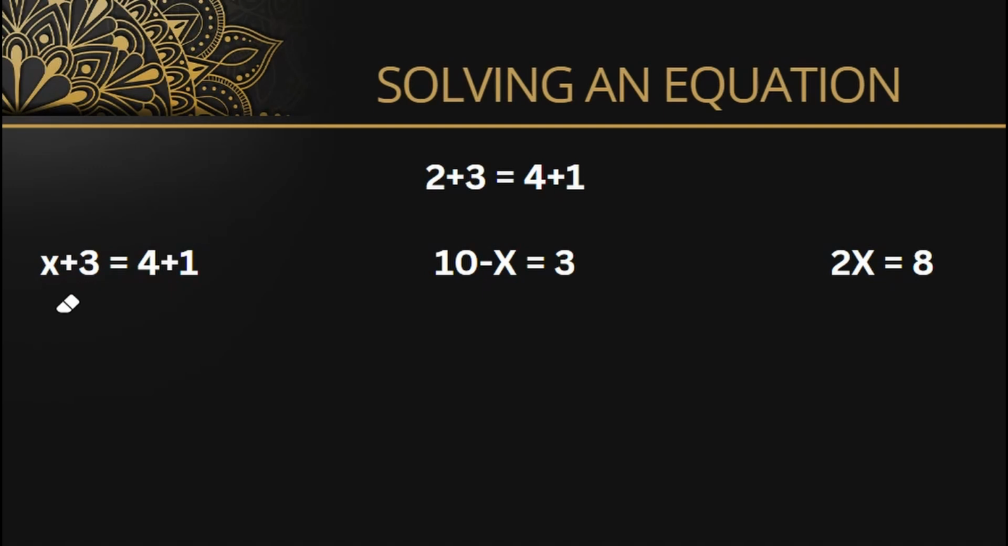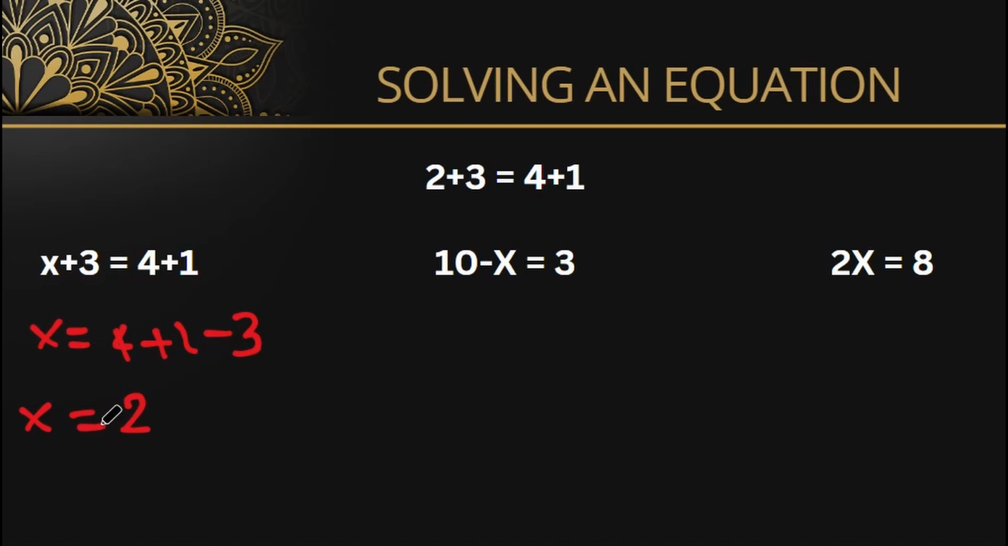So to find the value of x, first we have to have the alphabet at one side and the numbers at the other side. So let's write it as x is equal to 4 plus 1 minus 3. Here we have minus 3 because plus 3 will become minus when it moves from left to right or right to left. So the value of x will be 4 plus 1 is 5 and 5 minus 3 is 2.